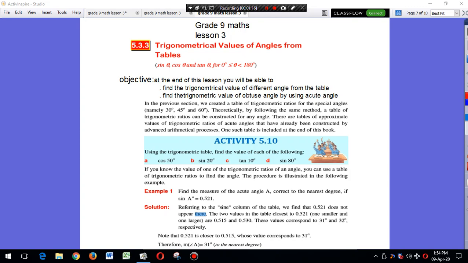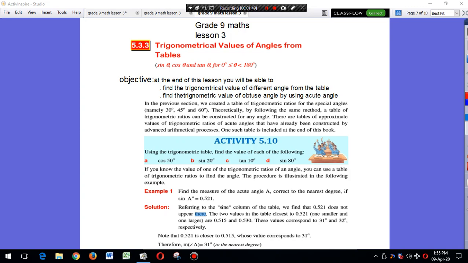Objective: at the end of this lesson, you will be able to find the trigonometrical values of different angles from the table. And the second point expected from you is to find the trigonometrical value of an obtuse angle by using an acute angle. In the previous section, we created a table of trigonometric ratios for the special angles, namely 30 degree, 45 degree, and 60 degree.